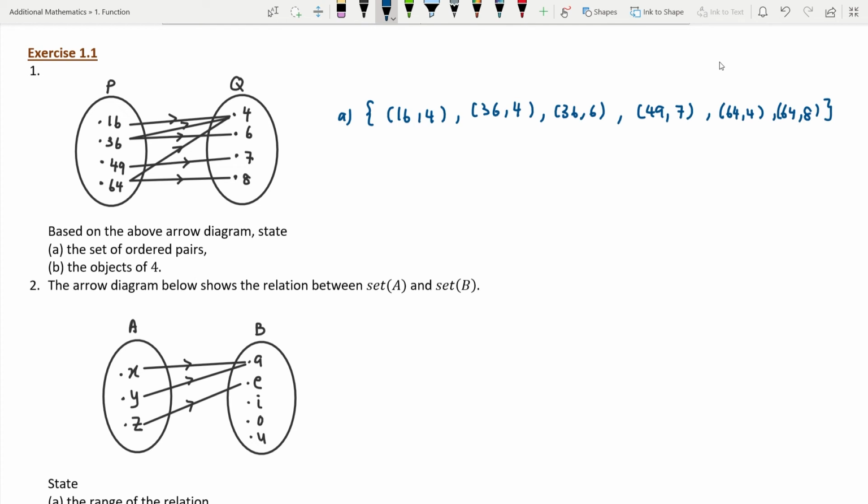State the objects of 4. So here, we want to find the objects of 4, meaning 4 is the image. We can see 16, 36, and 64 are linked to 4. The objects of 4 will be 16, 36, and 64.